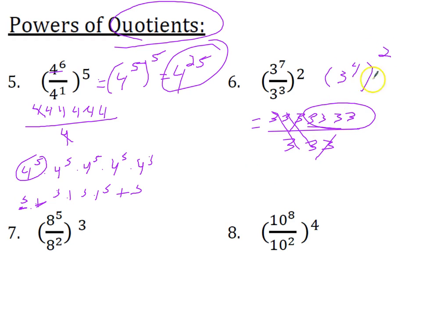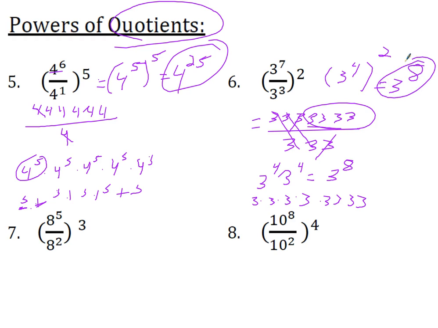So now with 3 to the 4th squared, I'm going to make 2 copies of 3 to the 4th. Right? So it'd be 1, 2, 3, 4 here, and 1, 2, 3, 4. So in total, I'm going to end up with 8 3s. So my final answer is going to be 3 to the 8th power.